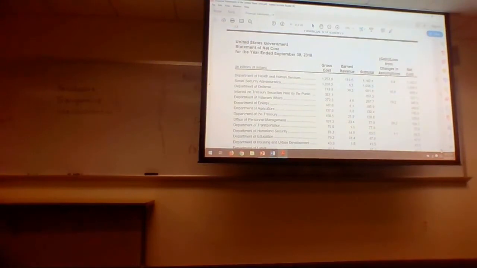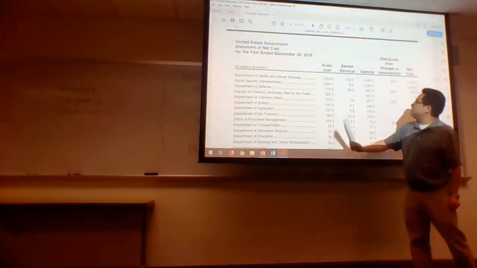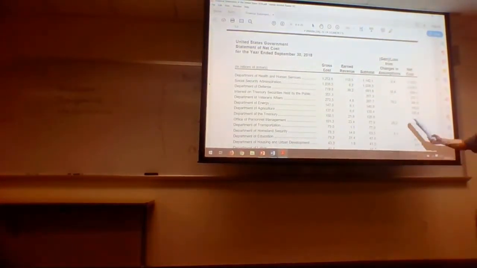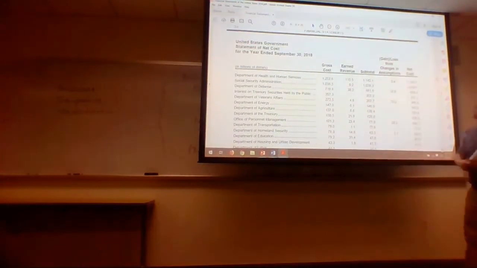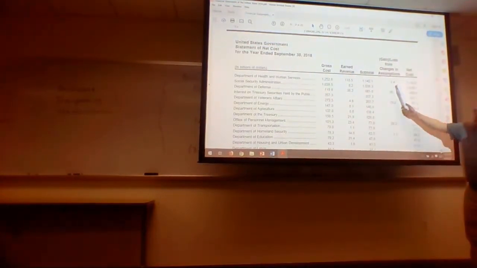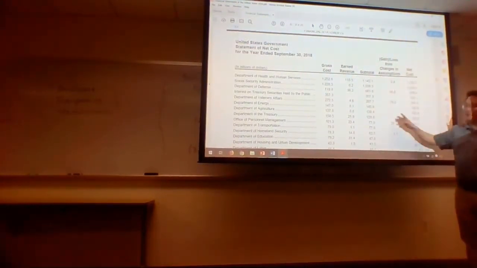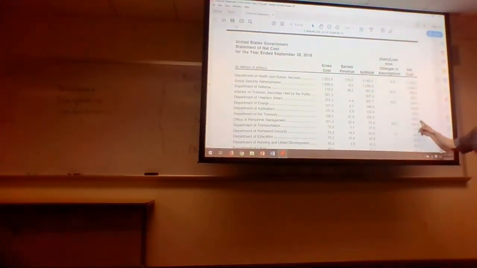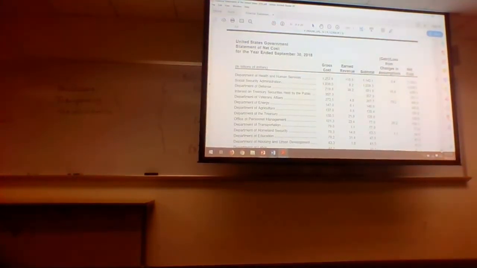Okay, this is kind of like an income statement. You can see we have cost here. Then you have earned revenue here, right? You have the subtotal. Okay, you have gains and losses, changes in assumptions. This is basically like if we have to adjust something or if we made a mistake, put that in here. And then you have the net cost. Okay? Statement of net cost is by strategic goal, or I said before, by department, right?